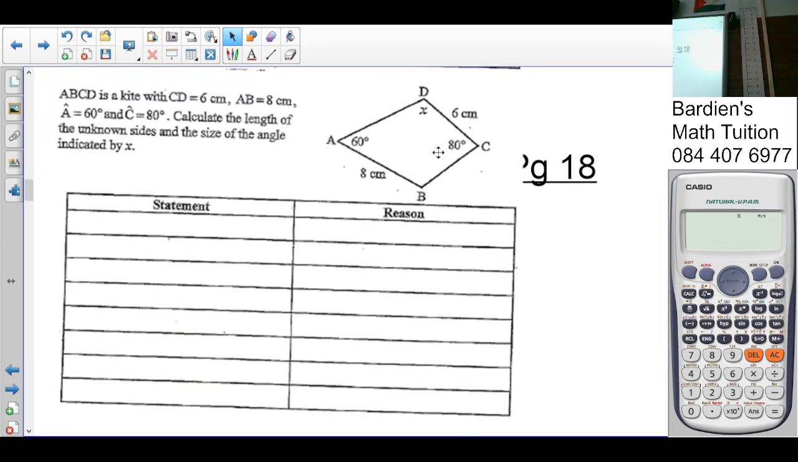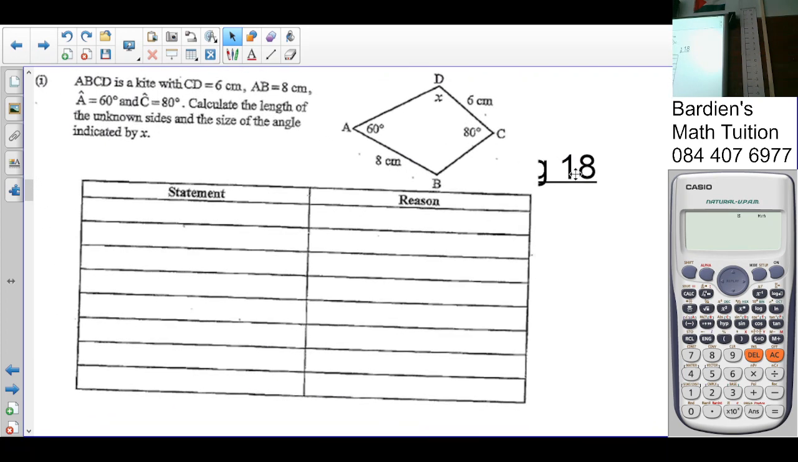Number 18. Here we are told that ABCD is a kite. Five things come to mind. What are the five? Two pairs of adjacent sides are equal. One pair of opposite angles are equal. Diagonals are perpendicular to each other. One diagonal bisects its vertex angles. What's the fourth one? I did say bisect. One diagonal bisects the other.